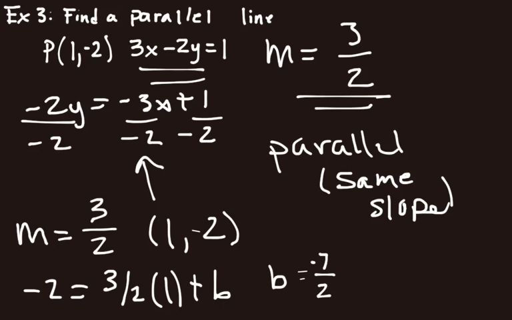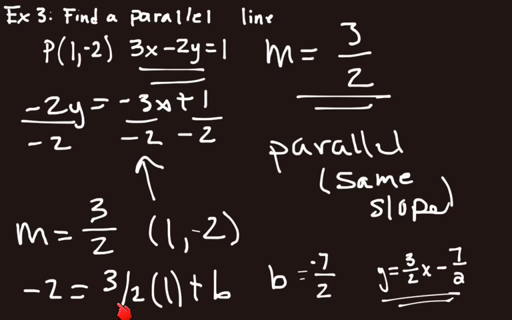If you wrote either one of those, I don't care. Both accurate. Okay, so my final answer would be y equals 3/2 x minus 7/2, or negative 3.5. Questions about that?